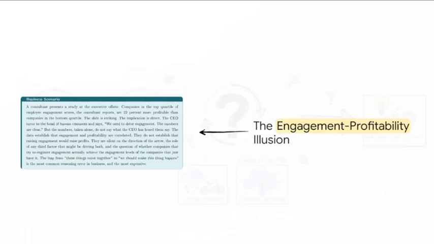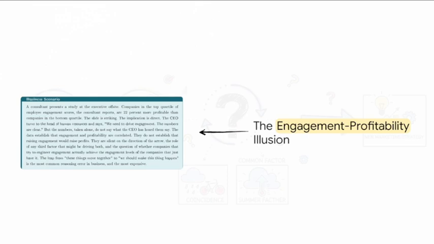Picture a scenario you have undoubtedly witnessed in your own boardroom. A highly paid consultant puts up a striking visual at your executive offsite. It claims that companies in the top quartile of employee engagement are 22% more profitable. The implication feels perfectly direct, doesn't it? The CEO immediately turns to human resources and commands, "We must drive engagement. The numbers are clear."